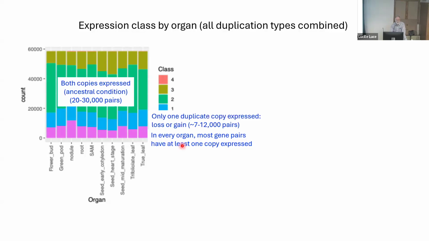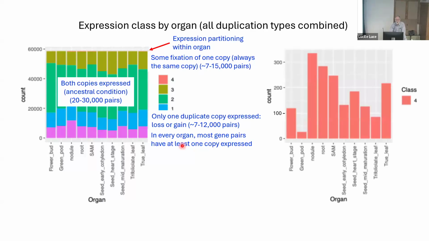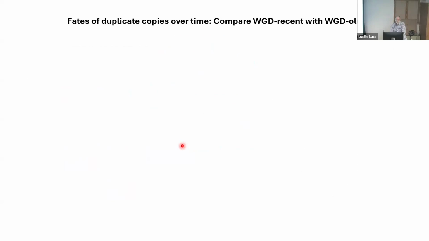are expressed. We have only one duplicate copy expressed by loss or gain of 7 to 12,000 pairs, some fixation of one copy, and it's always the same copy in this case, 7 to 15,000 pairs, and then that little tiny bit up above here, expression partitioning within organs, and this is what that looks like, a few hundred genes at the most. And I'll just call your attention to the nodule because I'm going to loop back a little bit to nodulation here at the end of this talk. So basically, there's differentiation in the location of expression for about 50% of gene pairs after their duplications.